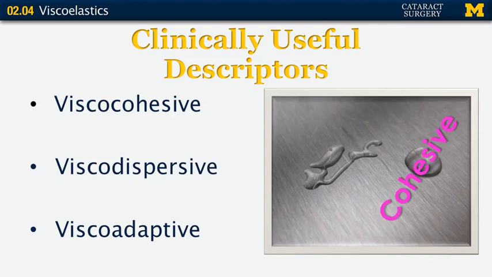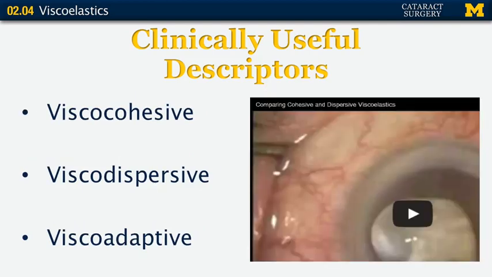Yes, this one is cohesive and this one is dispersive. You're experts already. So I'm going to have you link to this video. It basically is just an ophthalmologist preparing to do cataract surgery and squirting a little of each viscoelastic onto the surface of the cornea so you can see what it looks like.